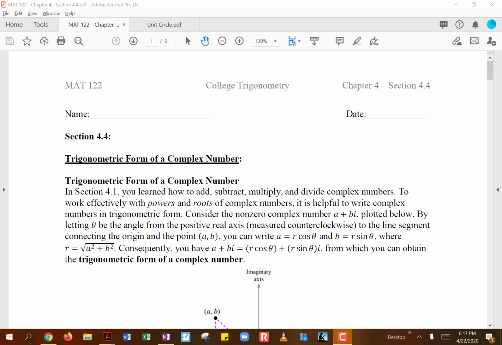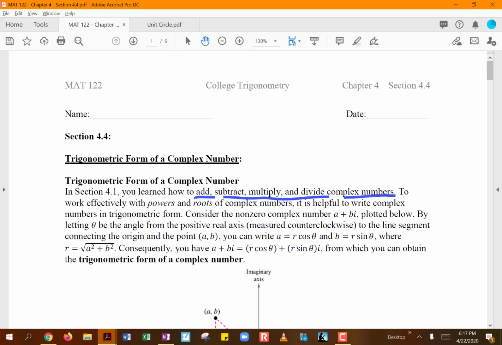So of course, in section 4.1, we talked about how to add, subtract, multiply, and divide complex numbers, right? But what happens if you wanted to look at powers and roots of complex numbers? In this case, it is actually better to write it in a trigonometric form, and then we can use the rules from trigonometric forms to help us work through those numbers.